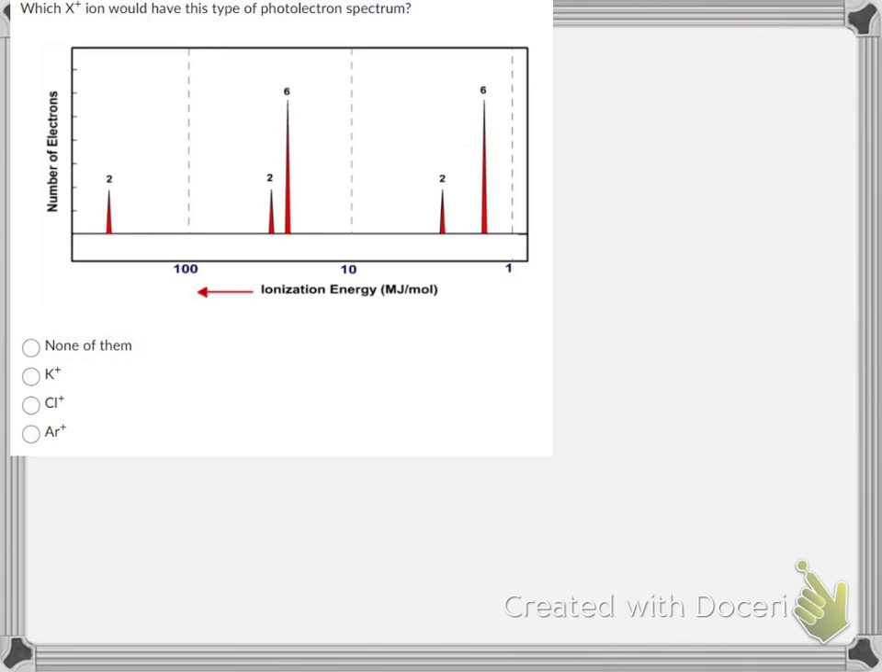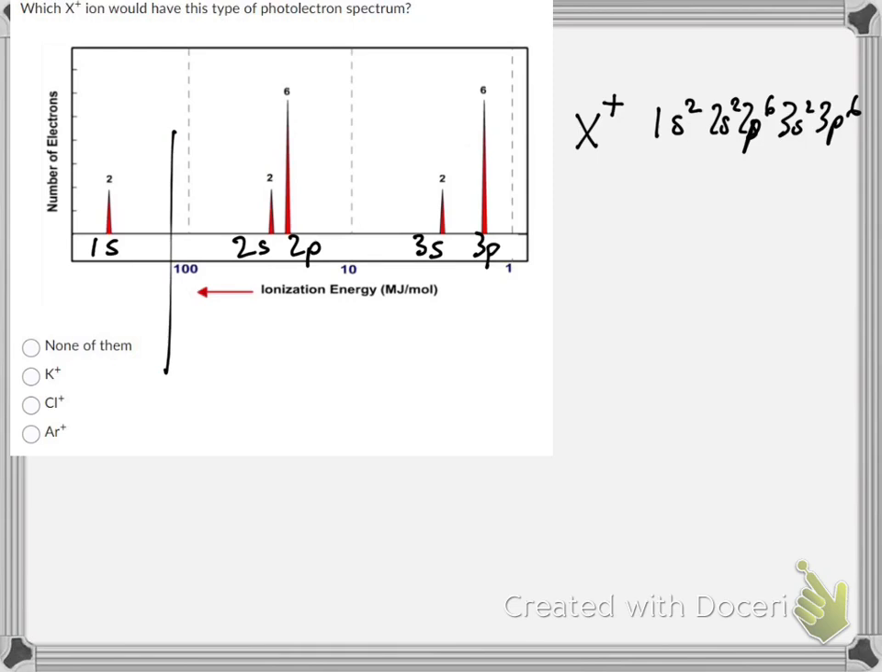Here they want to know which X+ ion would have this photoelectron spectrum. All right, so we'll look at the electron configuration here. This is 1s2, 2s2, 2p6, 3s2, 3p6. So there are 3 different shells here.